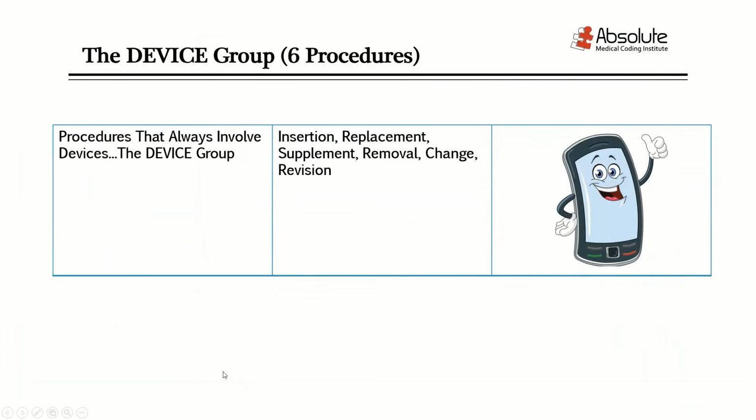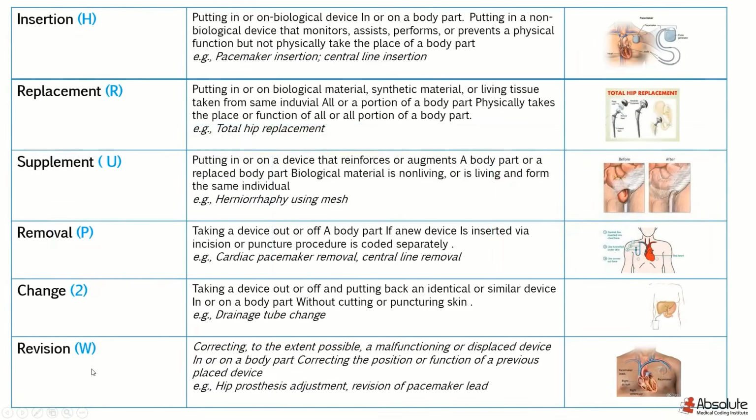All right, next up, we've got the device group. There are 6 procedures in this device group, and the device group always involves a device. Insertion, replacement, supplement, removal, change, revision procedures all represent the device group. And if you have an insertion procedure, it'll be met with a value H. This is putting in or on a biological device in or on a body part.